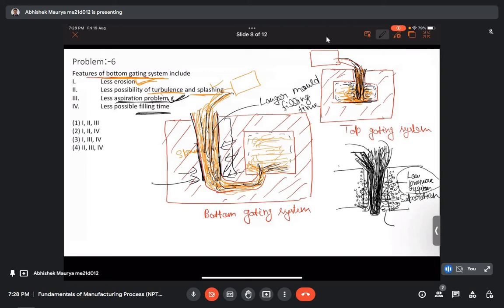So the last option is not correct. The filling time will be larger, not smaller. So it will be a wrong option. So only correct statements are first, second and third. So which is the correct option here? So the first one is the correct option, the correct answer for this question.